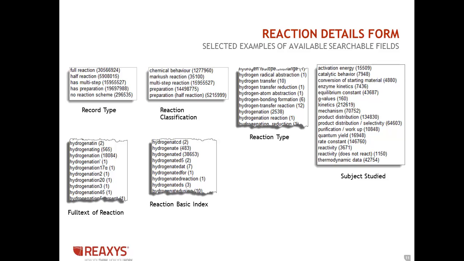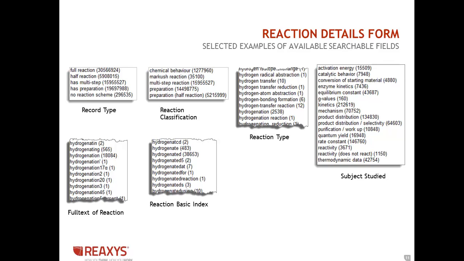Record type, for example, for limiting to full or multi-step reactions. Reactions classification, when looking for chemical behavior as opposed to preparations. Reaction type, like named reactions or something like hydrogen transfer. Subject studied, here we might want to select catalytic behavior.